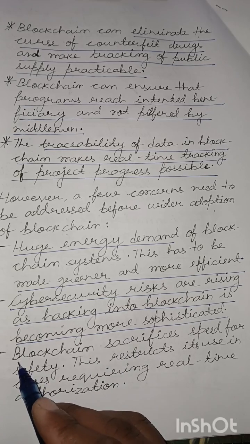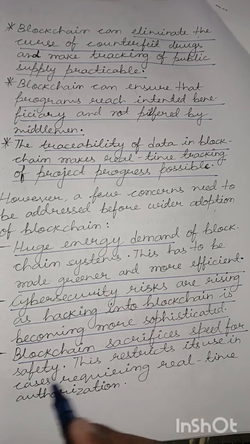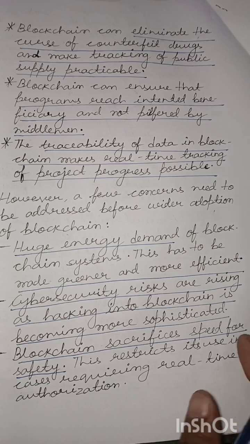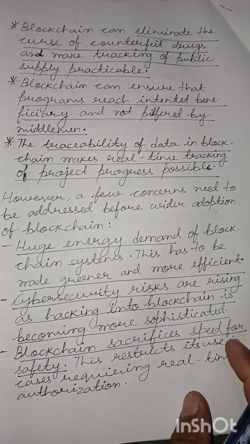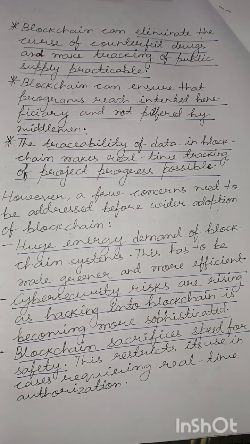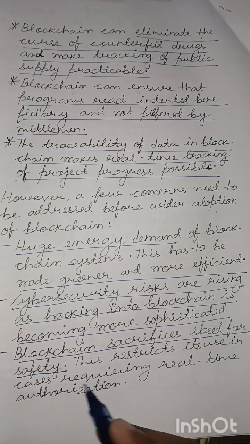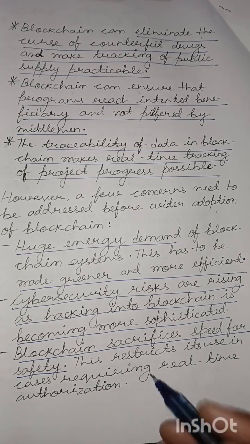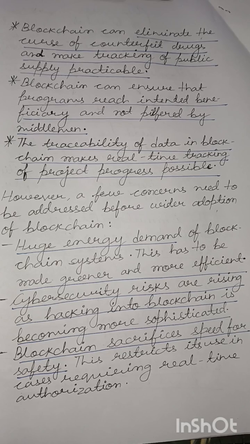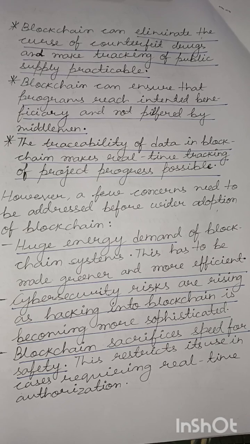Blockchain sacrifices speed for safety. The central concern with blockchain is the safety of the data, rather than speed. This restricts its use in cases requiring real-time authorization. So whenever real-time authorization is required, we cannot use blockchain. So these are some of the potential concerns that have to be addressed before we use blockchain technology to make public administration more people-centric in India.